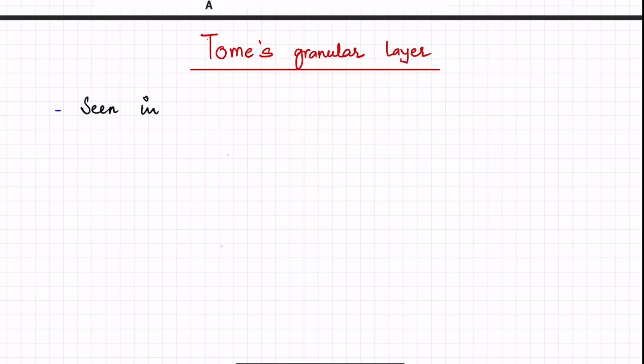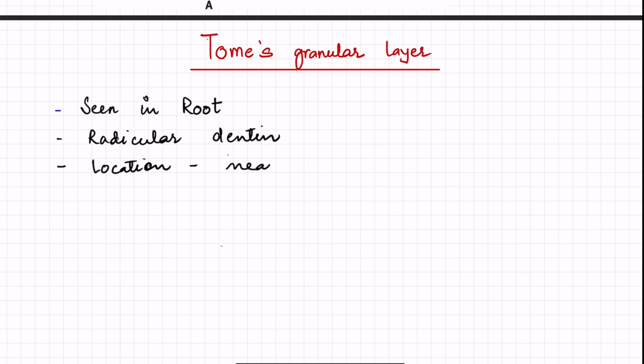Now next topic is Tomes granular layer. It is seen in the root, that is the radicular dentin. In radicular dentin, this is located at the cementum and dentin junction, or the cemento-dentinal junction.